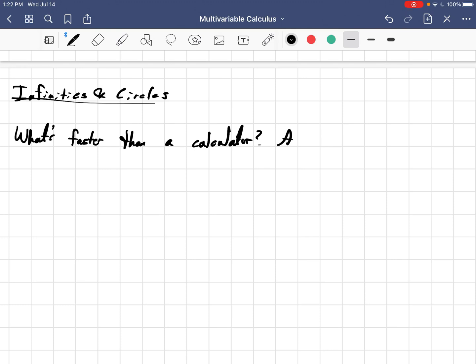It will get better. And then secondly, I want to ask you, what's faster than a calculator? And the answer, of course, is a CalcuNow.